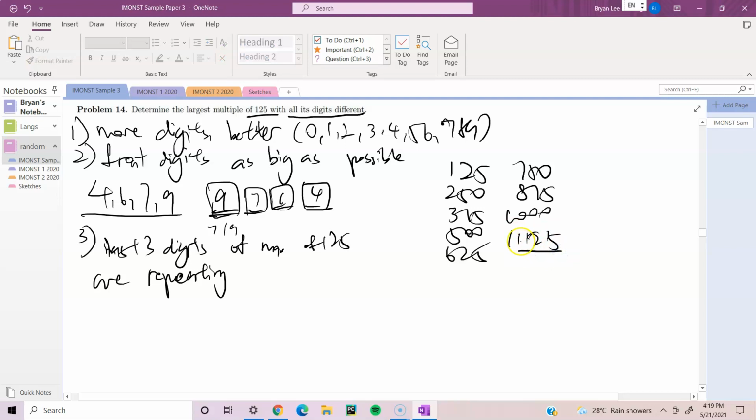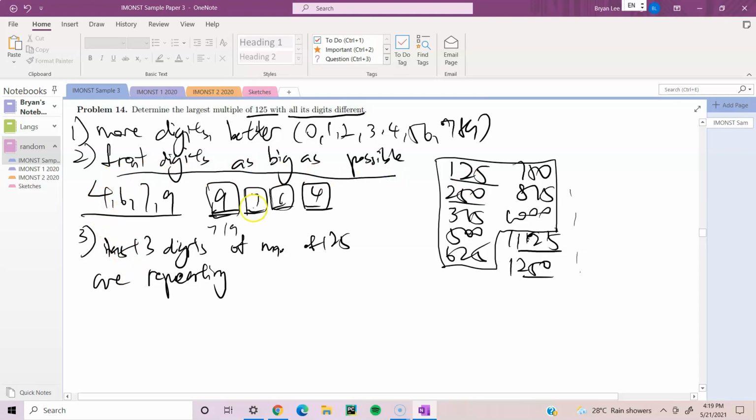So 1125, the last 3 digits are the same as 125 over here. So the next one, 1250, same here, and then this thing will repeat. So it will repeat once every 8 terms, right? So we want to see, using the second principle, since our front digits should be as big as possible, we want our digits at the back, since 125, 250, all of these are digits at the back, to be as small as possible. So we need to consider 2 things.